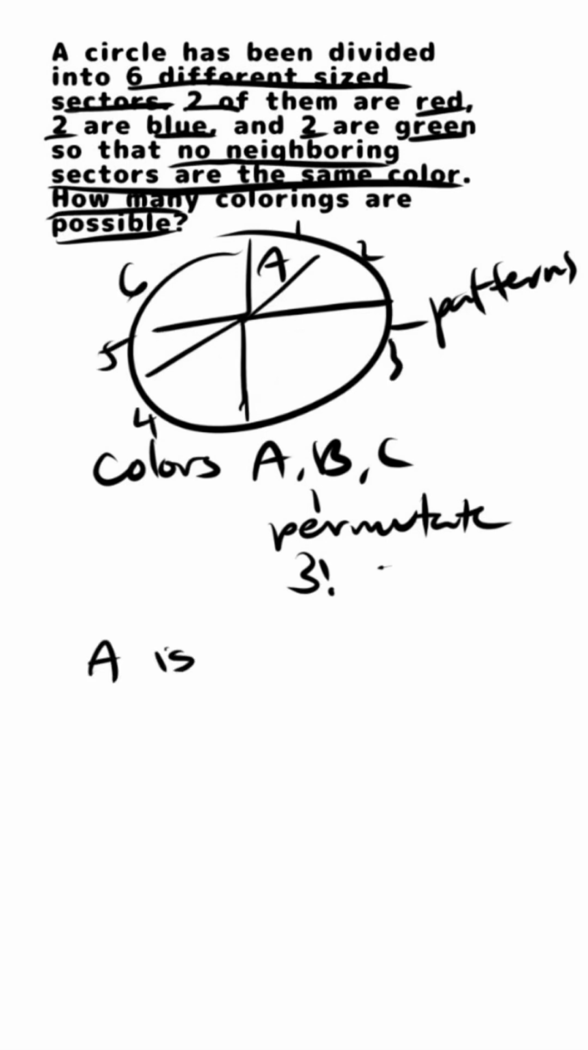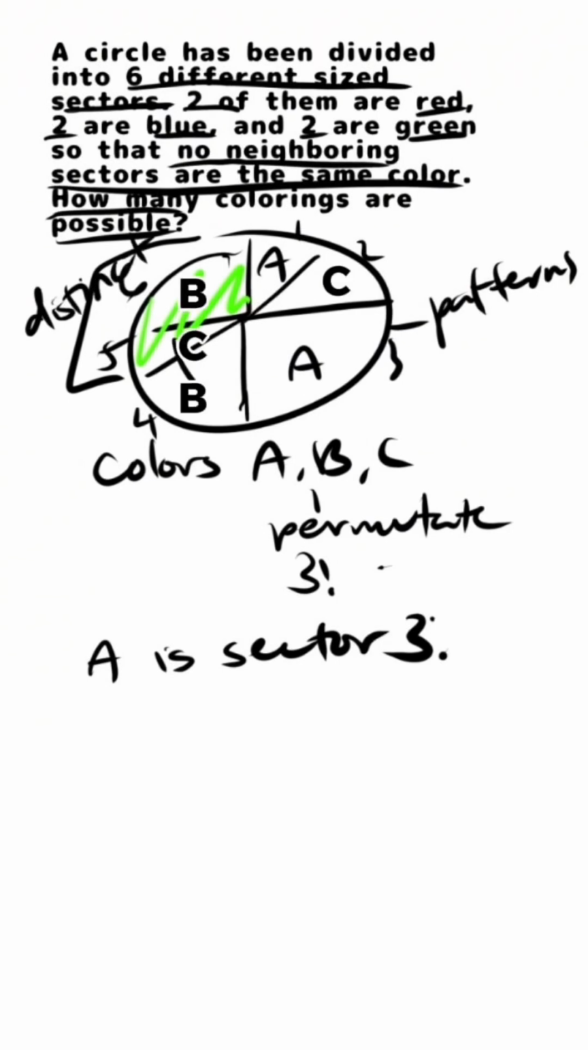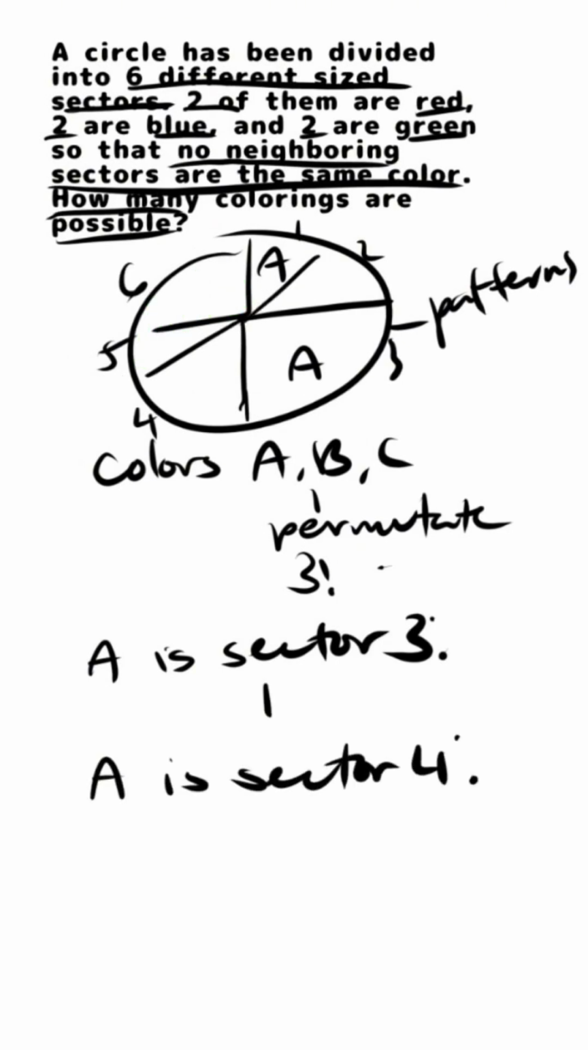If A is in sector 3, there's only one case and sectors 5 and 6 are next to each other and they have to be distinct, creating the structure as shown. Then, if A is in sector 4, all the variables can be opposite each other or the circle can be symmetrical vertically down the middle of sector 1, which creates 2 cases.